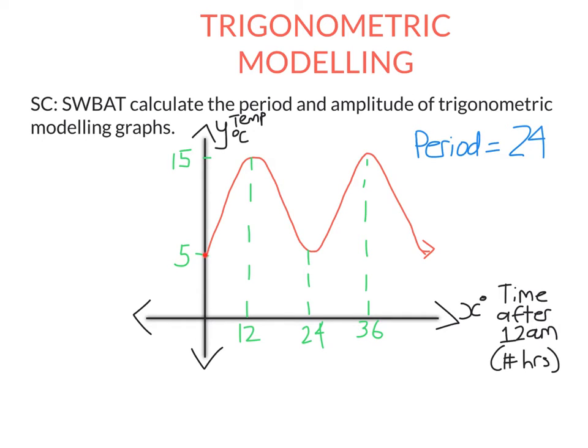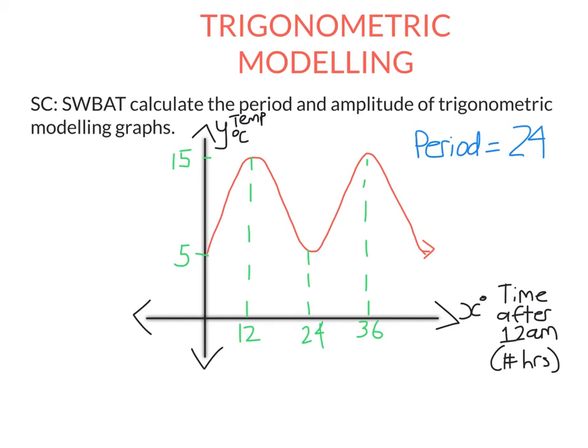So in this case, we said it was 12 a.m., 24 hours later, each day at 12 a.m., the minimum temperature occurs. The maximum temperature occurs at 12 p.m. and then again 24 hours later, 12 p.m. the next day, and then 24 hours later, 12 p.m. the next day. So that's what the period means here.